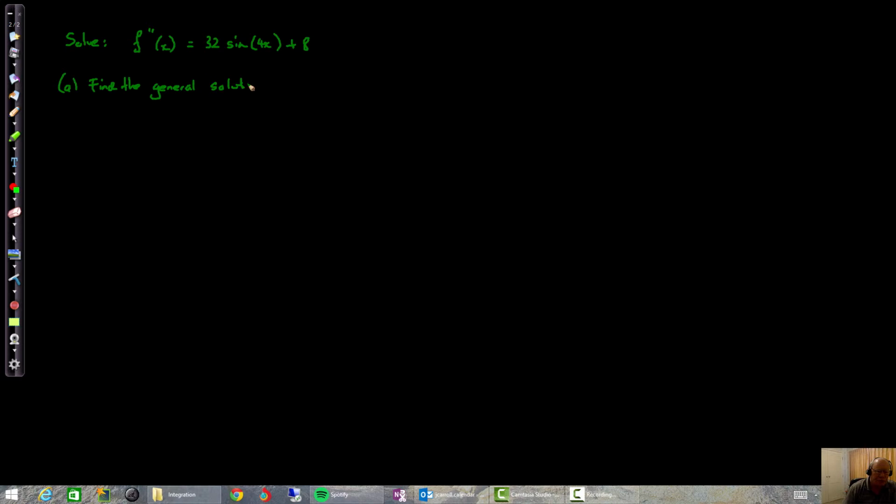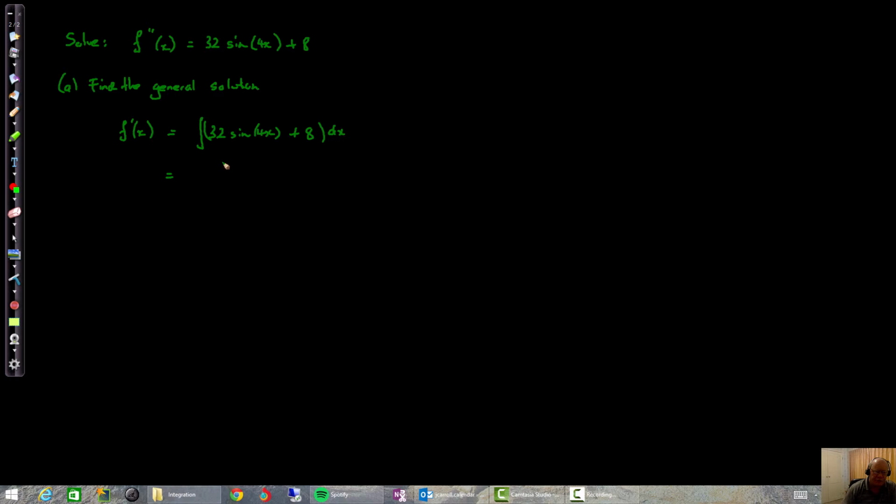Now, a general solution will be one where you've still got the constants of integration left in your solution. So I'm going to start off straight away getting the first derivative. I get that by integrating. Now be really careful here not to take 32 out as a common factor of everything, because it's only a factor of this part. So in fact I'm just going to leave that 32 there.